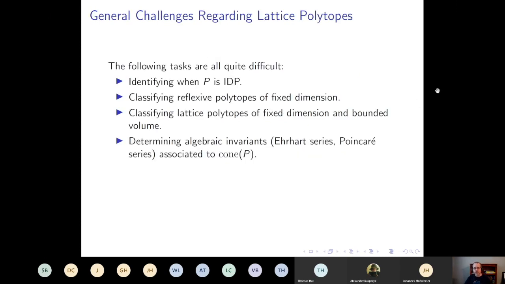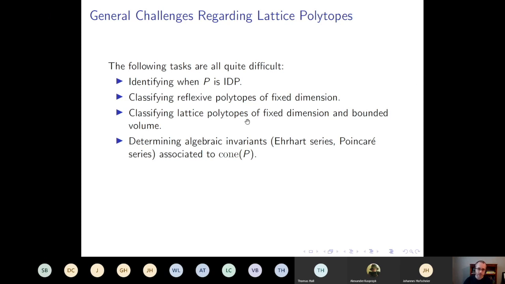So there are some general challenges regarding lattice polytopes. These are all quite difficult tasks. The first would be identifying when a lattice polytope is IDP, so when this arithmetic generation of the cone is coming from height 1. A second is classifying reflexive polytopes of fixed dimension. We know that in each dimension there's only finitely many reflexive polytopes up to unimodular equivalence.